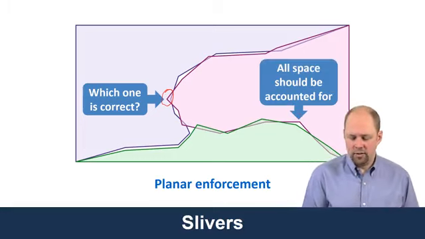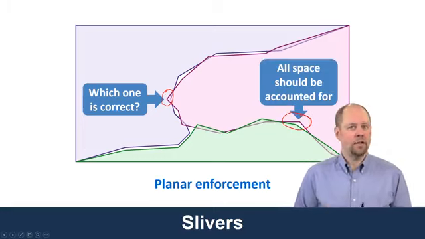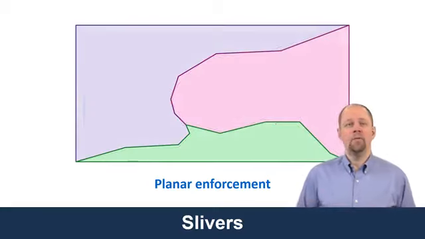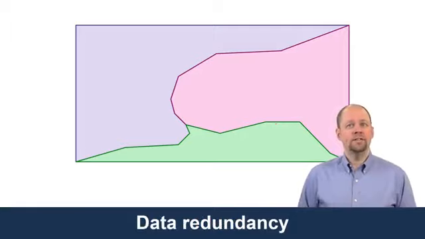Same thing here is that we have an area where there's a gap that's not supposed to be there. So again, with planar enforcement, we want to be able to correct for these things. So depending on how we set things up, if we use topology, we could actually correct for these things, get rid of all the slivers, the gaps, overlaps, and so on, so that we have a much better looking version of the data. Another concept related to this is data redundancy.